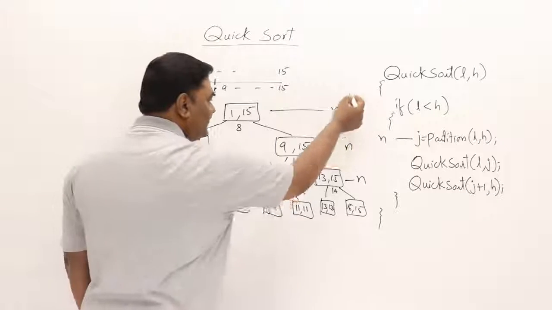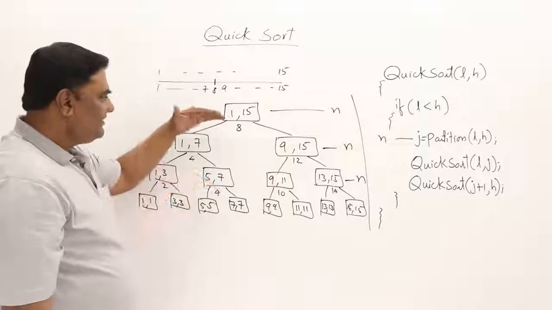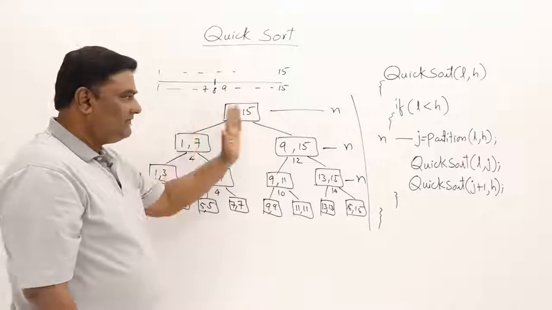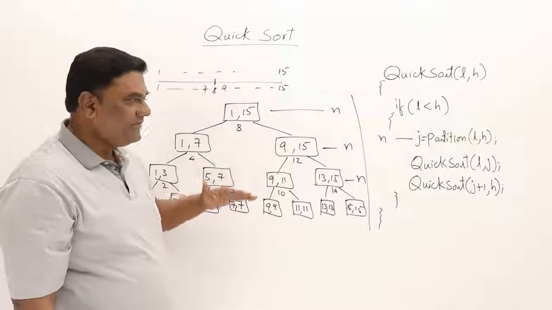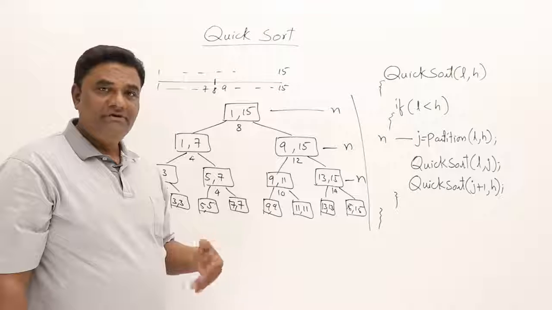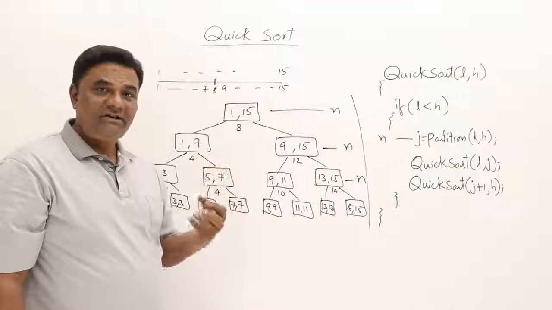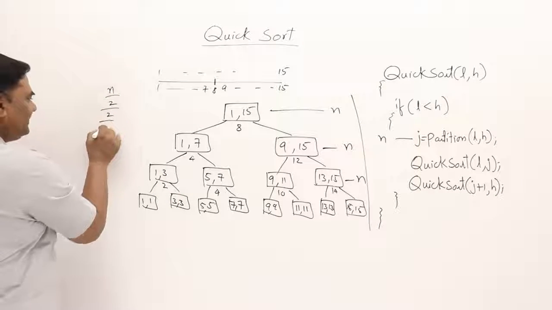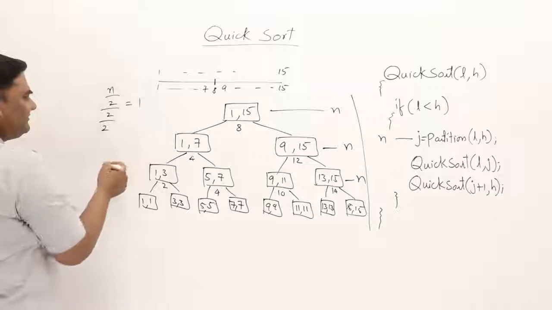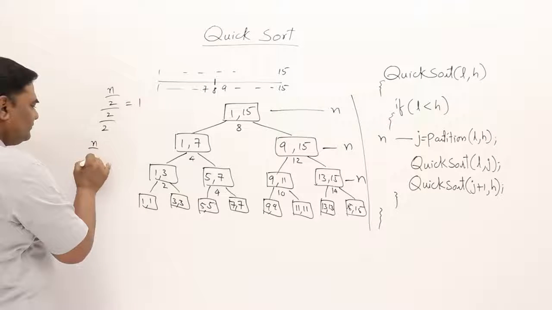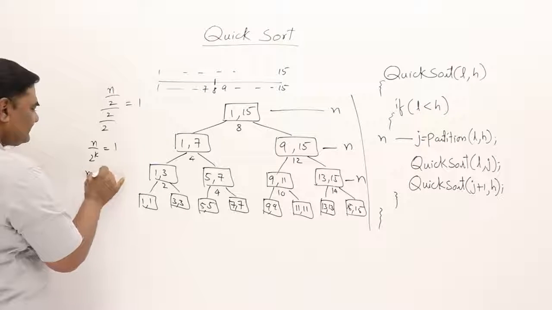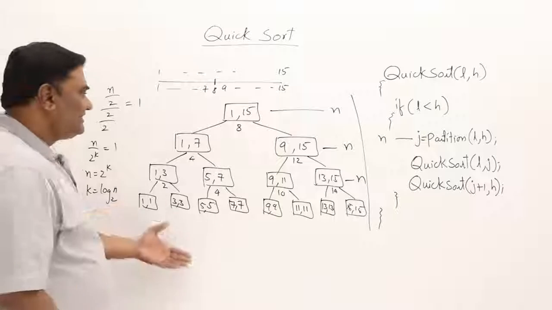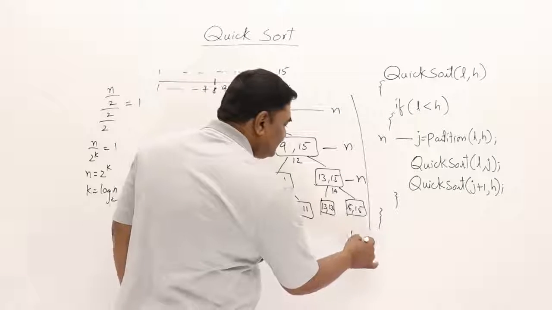Then what is the height of the tree? See, it was 15 divided by 2 as the partitioning is always in the middle. Half on this side, divided by 2, by 2, by 2. When something is getting divided by 2 every time, how many times will it divide such that it reaches 1? So n by 2, then by 2, then by 2. How many times such that it becomes 1 element? So n by 2^k is equal to 1 and n is equal to 2^k. So k is log n base 2. So how many levels are there? Log n levels are there.